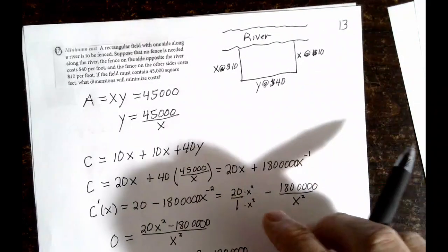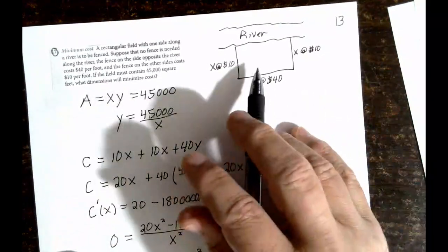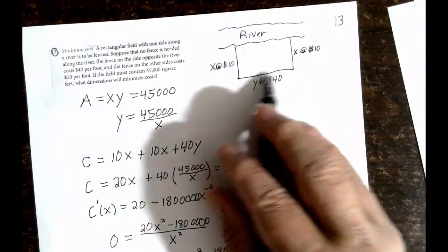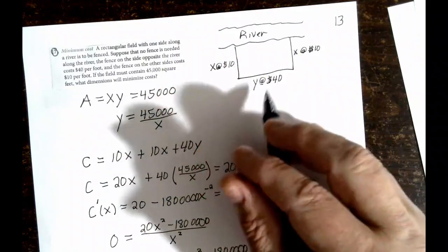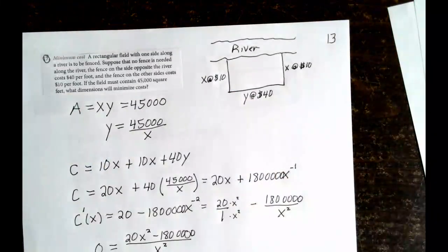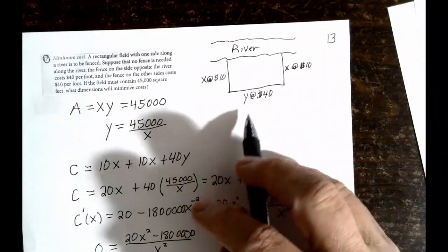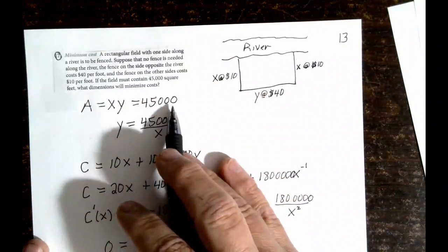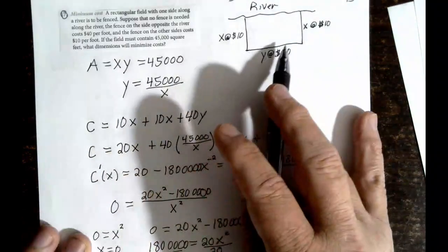All right, 17. You've got a rectangular field with one side along a river, and the one side here, its fencing is $40 per foot, and these other two sides are only $10 per foot. And they want to minimize the cost, but they want it to contain 45,000 square feet. So you've got area is x times y equals 45,000, so y equals 45,000 over x. What is your cost?